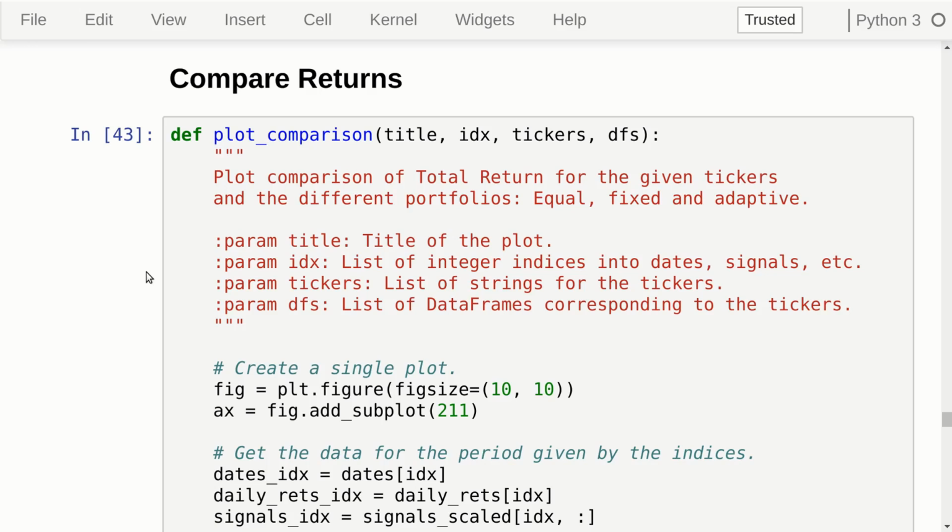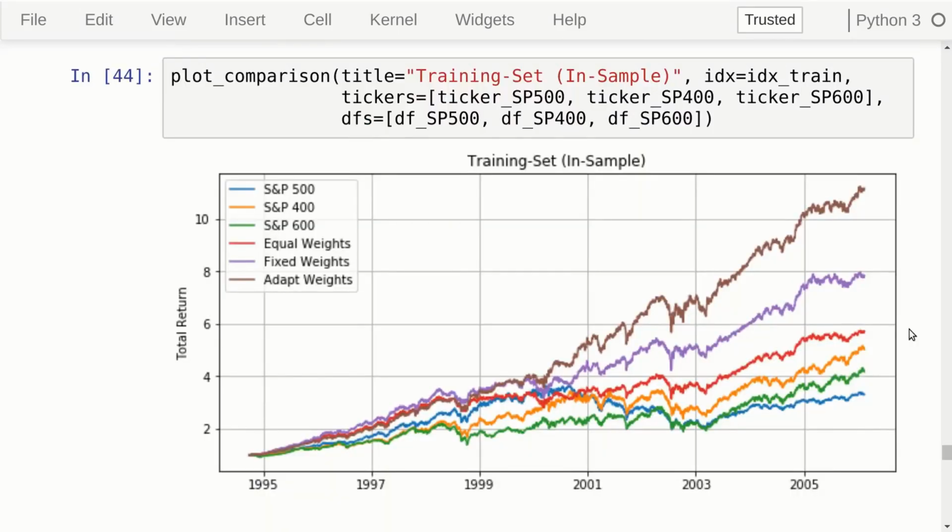So we make a little helper function for comparing the returns of the different portfolios with the S&P 500 and other stocks if we like. For the training set, it looks like this. So this goes back to something like 1994 up to 2006 or something like that. And I sometimes wonder what colorblind people are going to do when they look at these charts. And so I'm going to explain to you what this shows.